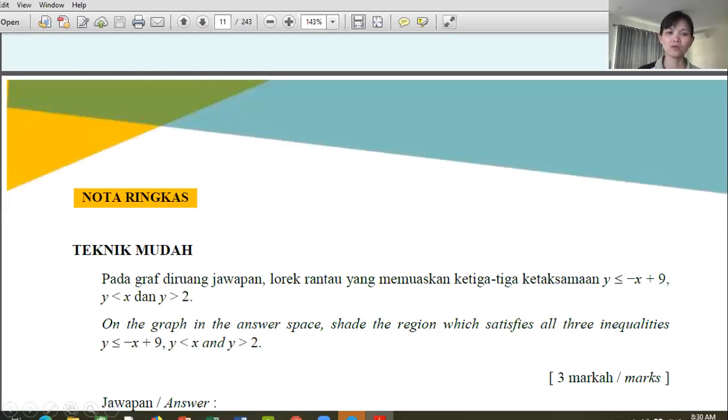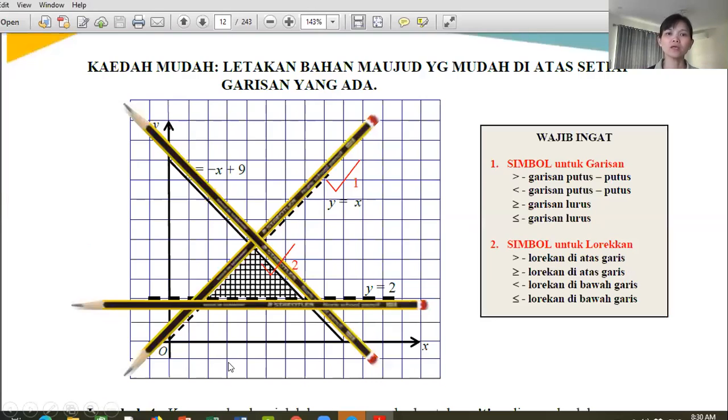Okay, so let us see the question here. On the graph in the answer space, we want to shade the region which satisfies all 3 inequalities here. We can use a pencil to put on the inequalities, to put on the equation here. So very clear, right? You will get the answer directly.